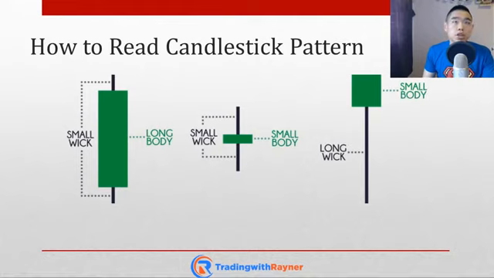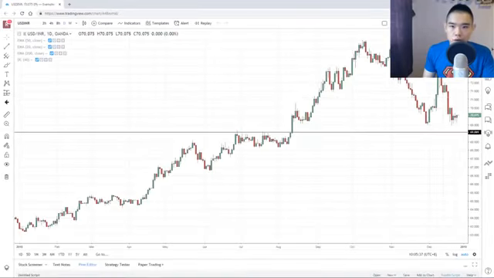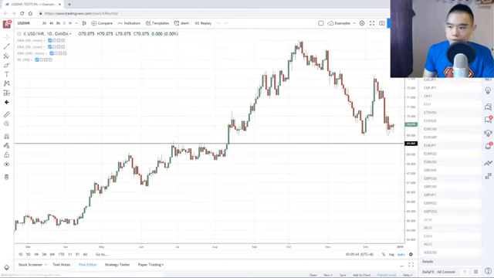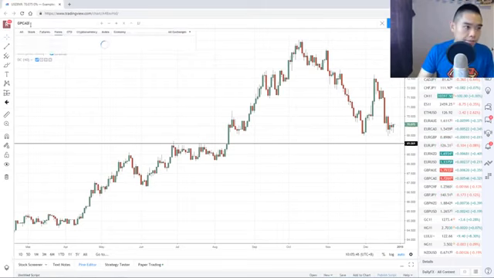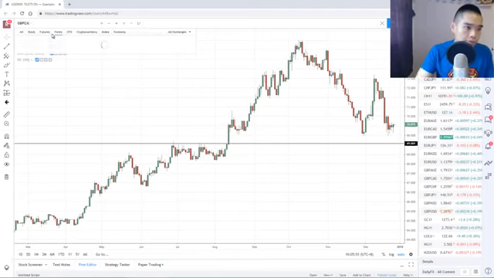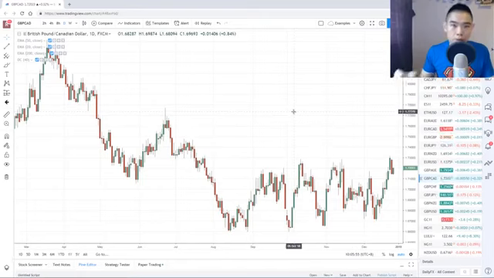Okay, so let me just get out my charts. It's loading. So let's have a look. Examples here. I'm going to look at pound Canadian. So what do I mean by looking at the size of the candle relative to the other candlestick patterns?